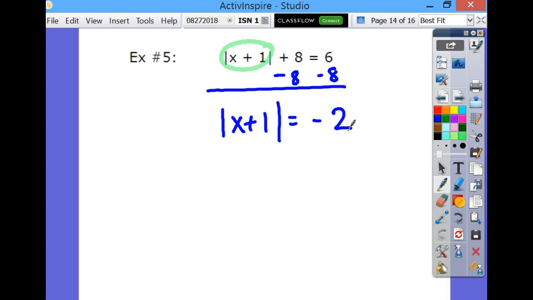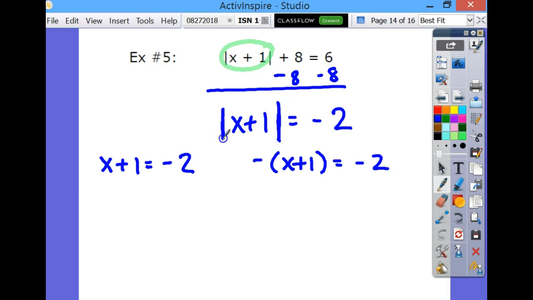And then I solve case 1 and case 2. Case 1 is the exact same problem without the absolute values. Case 2 is the absolute value bars changed to parentheses with a negative sign out in front.